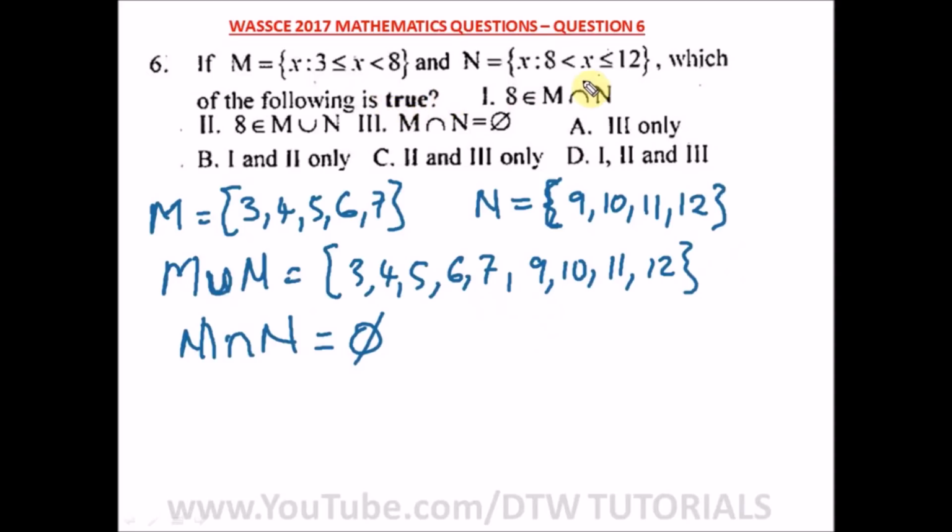So from this particular statement which we are to look for, which is true, see 8. The first statement says, is 8 a subset of M intersection N? No, so this is wrong. Another says, is 8 a subset of M union N? Is there any 8 here? No, so this is wrong. Then the last statement says M intersection N is equal to null, and this is very correct, which we've proven here. So our right option here is I only, which is option A.